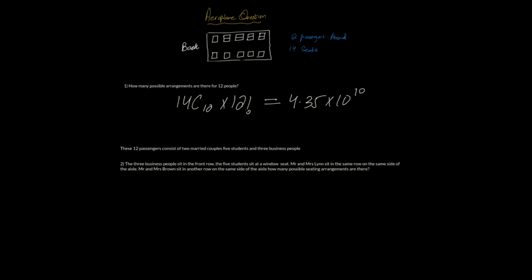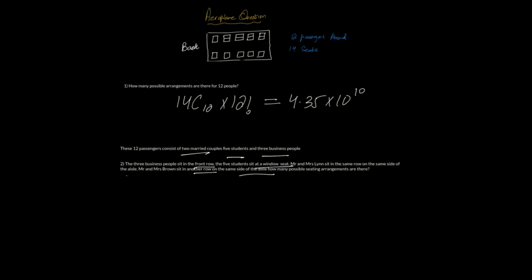Now, the 12 passengers consist of 2 married couples, 5 students and 3 businessmen. The 3 businessmen sit in the front row. The 5 students sit at a window seat. Mr. and Mrs. Lin sit in the same row, and on the same side of the aisle, and Mr. and Mrs. Brown sit in another row, but they sit together on the same side of the aisle. So how many possible seating arrangements are there?